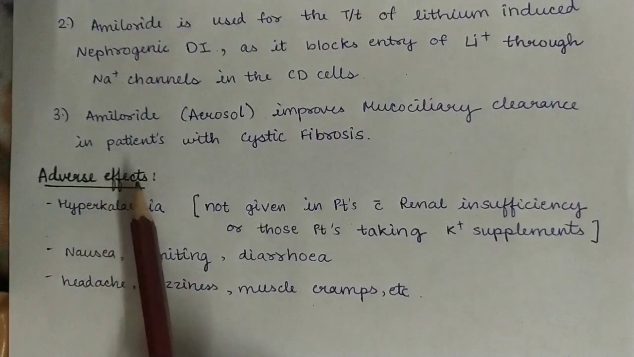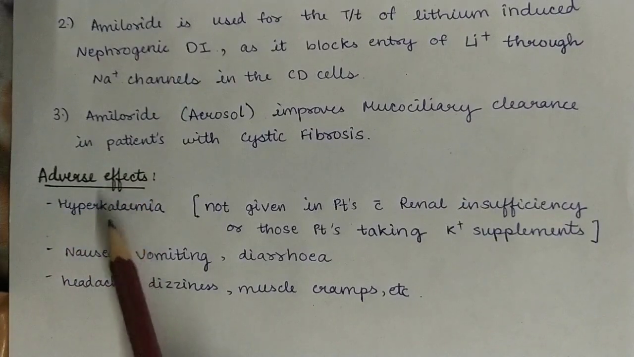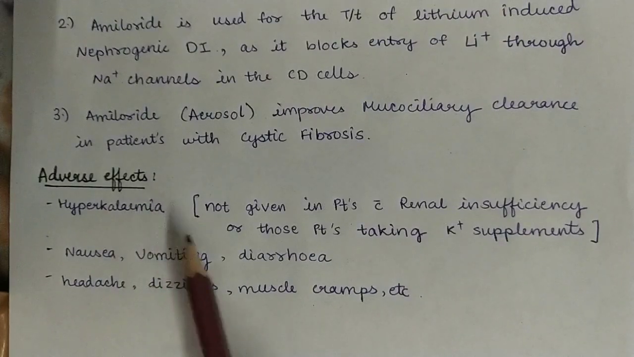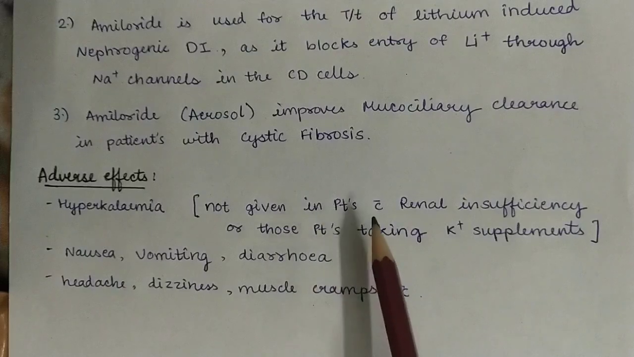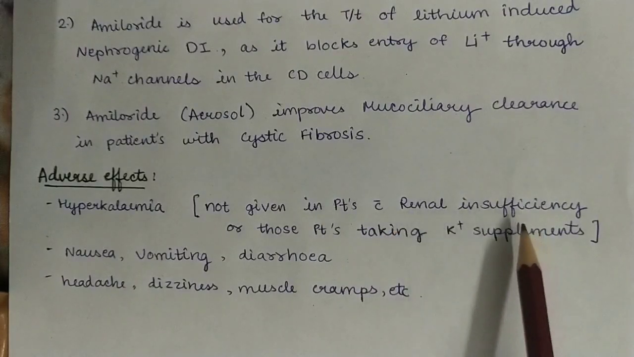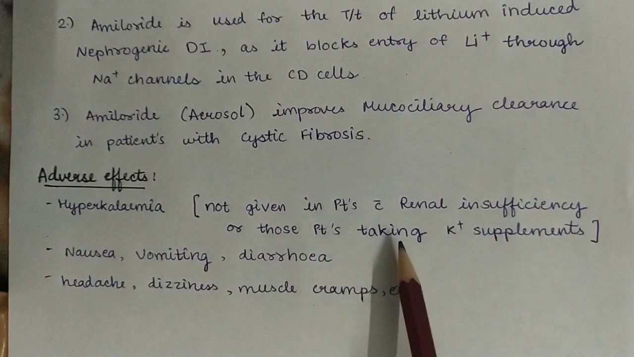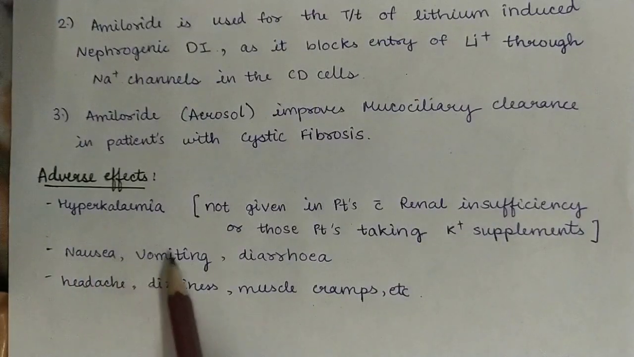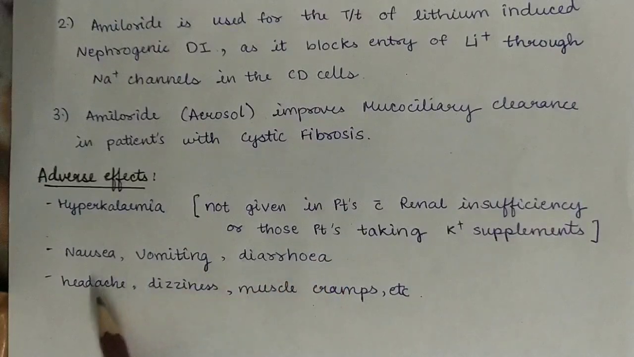Next, adverse effects. Hyperkalemia. It is the most important and high risk adverse effect. It is not given in patients with renal insufficiency or those patients who are taking potassium supplements. Nausea, vomiting and diarrhea can be there. Headache, dizziness or muscle cramps can be present.